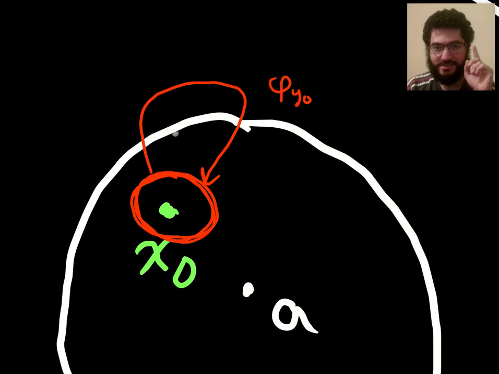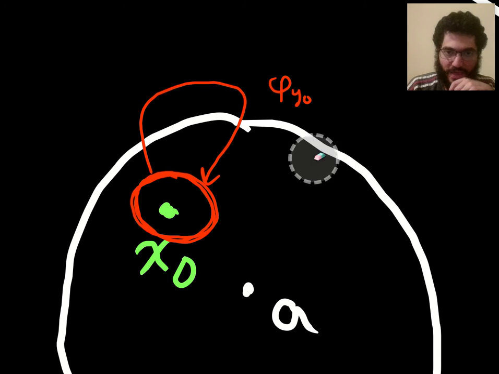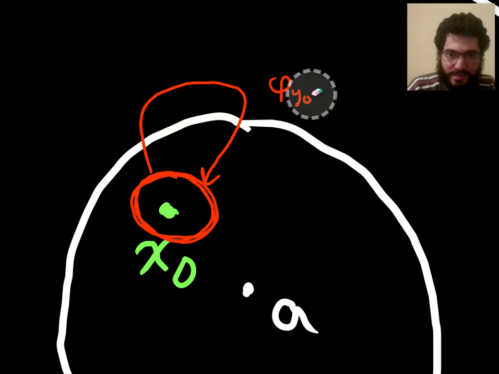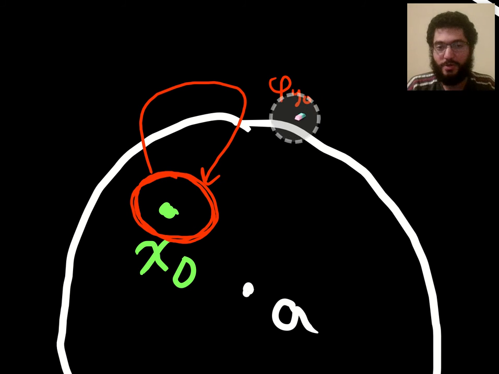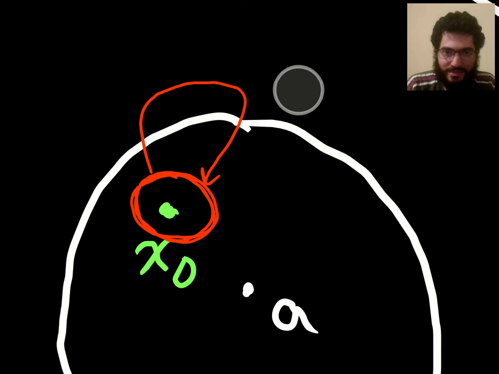I'm sorry, I just paused the recording and came back because I realized that what I said was not so helpful, actually. Applying the contraction mapping theorem to phi sub y naught is not so helpful because x naught is a fixed point for phi sub y naught. So we already know it has a fixed point, and the unique fixed point is x naught. That's actually totally useless.